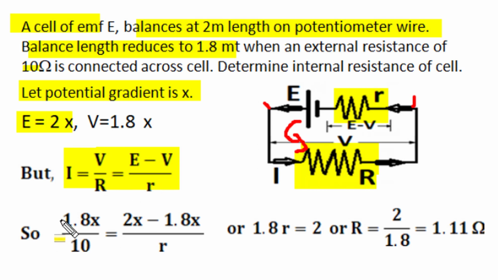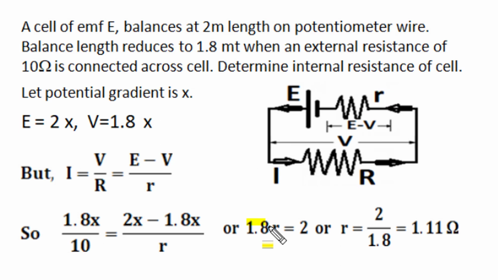Here terminal voltage is 1.8x and EMF is 2x. External resistance is known to us, given as 10 ohm. So the comparison of internal resistance with the 10 ohm external resistance gives this relation, and in this comparison relation, the potential gradient of the two sides gets cancelled out. So without the knowledge of potential gradient, we can compare internal resistance with external resistance, and cross multiplication results in 1.8 times R equal to 0.2 times 10, or 2, and simplification results in internal resistance being 2 divided by 1.8, or 10 by 9, or 1.11 ohm.